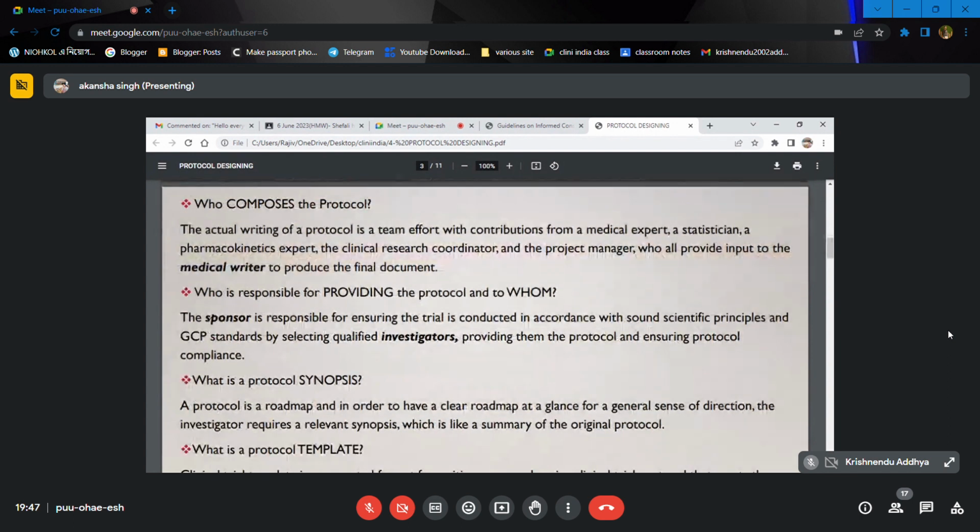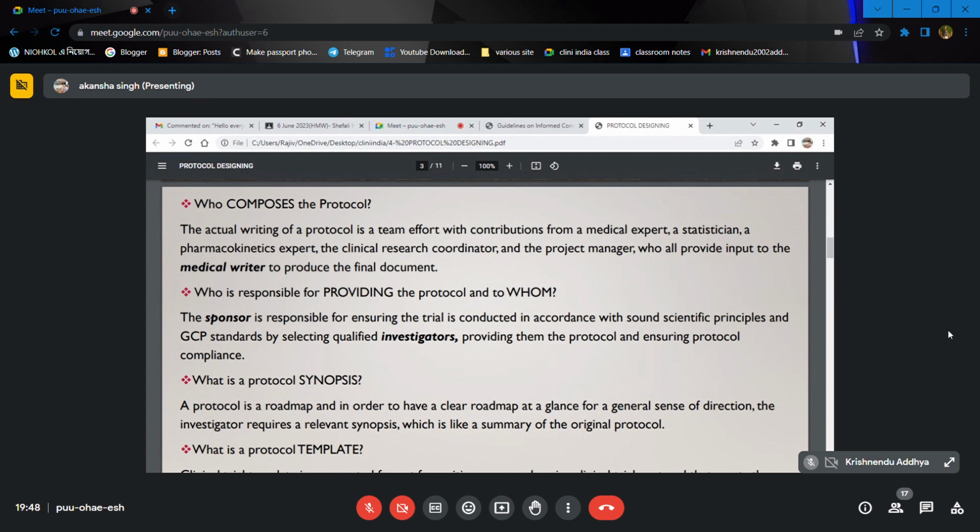Now, who composes the protocol? It will be made by the sponsor. Don't get confused, it is the sponsor's responsibility. It is not necessary that every sponsor is from a medical background. Like Reliance Life Sciences, the people there are not from a medical background, but they have a team who will be working on these things. Reliance Life Sciences is not any kind of pharmaceutical company, it is a CRO. It is just an example that we are taking.